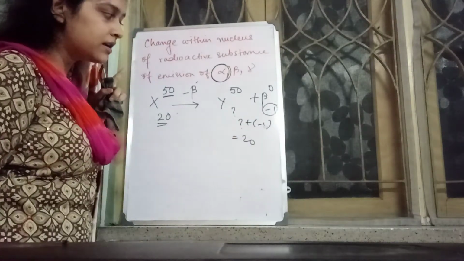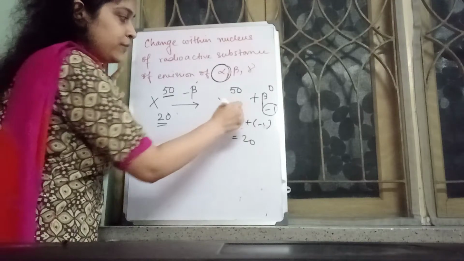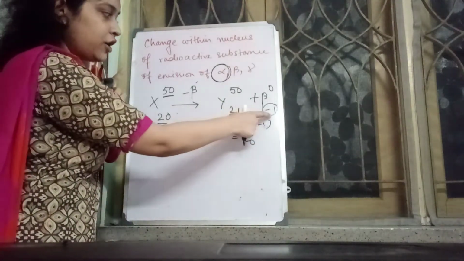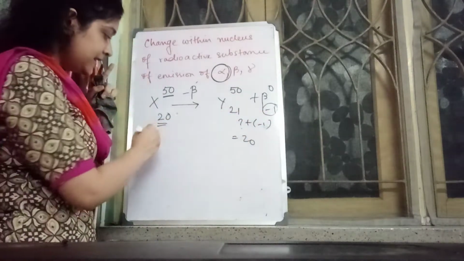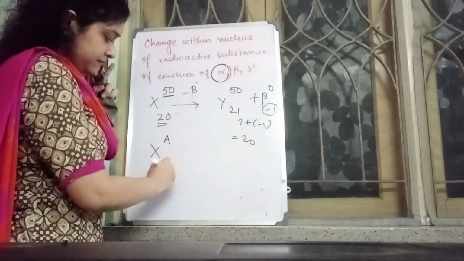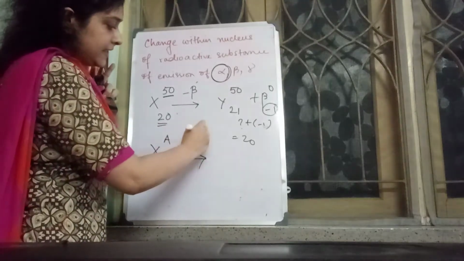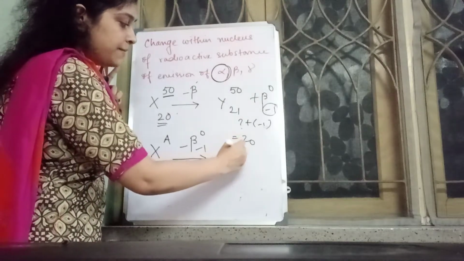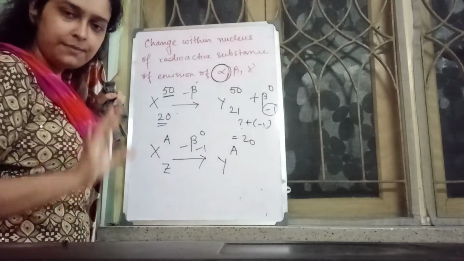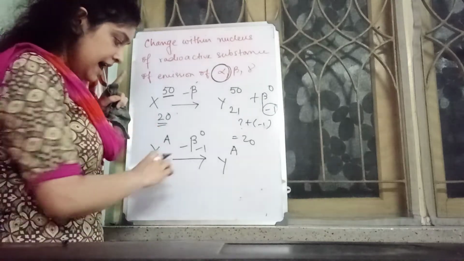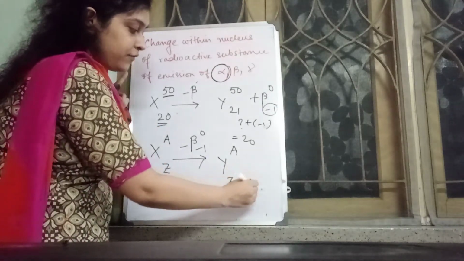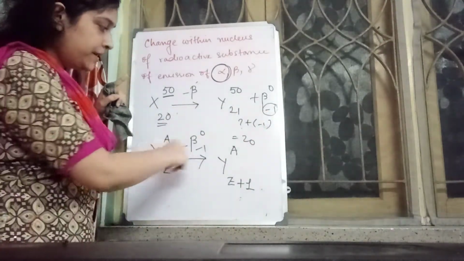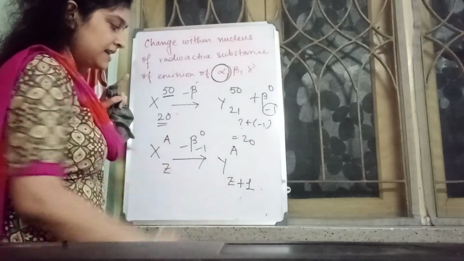What is this question mark? 20 plus 1, 21. Right? 21 minus 1 gives us 20. So total atomic number is therefore the same. That means if beta particle is emitted, then atomic mass number, no change. Mass number no change. Atomic number plus 1. Because it's minus 1, that's why. Atomic mass number no change, atomic number plus 1.